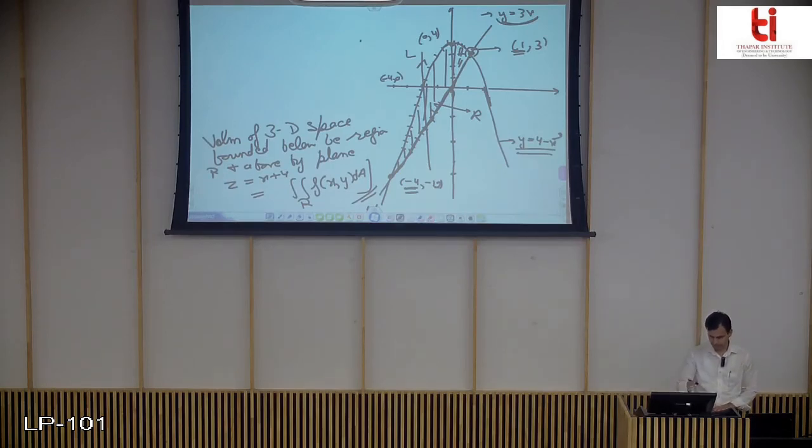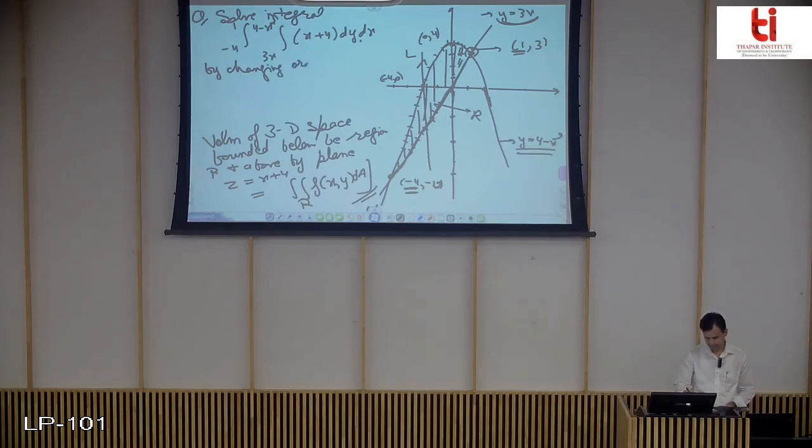The question is: solve the integral from x equals minus 4 to 1, y from 3x to 4 minus x squared, of (x plus 4) dy, by changing the order of integration.